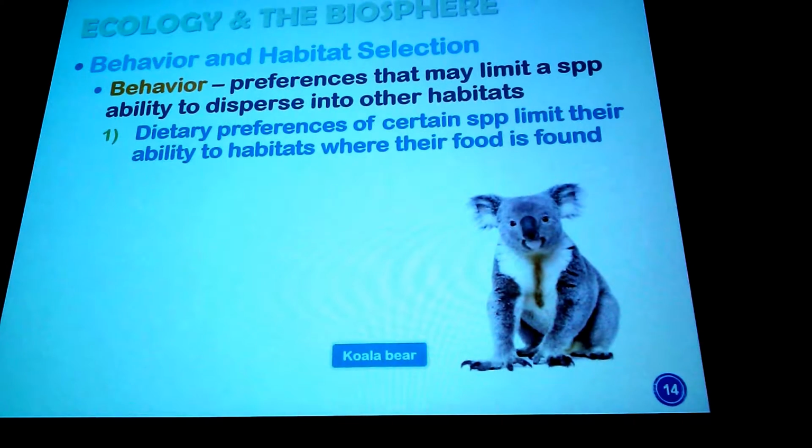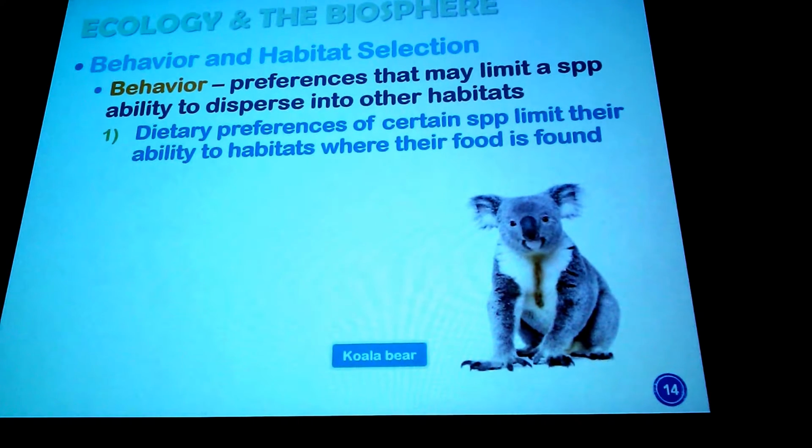We'll talk about that. Behavior. Preferences that may limit a species' ability to disperse into other habitats. Sometimes everybody's happy where they are, they don't want to move out. And by happy where they are, their preferences, their particulars, their likes and dislikes might be so specific that they don't want to go anywhere else. They can't go anywhere else.